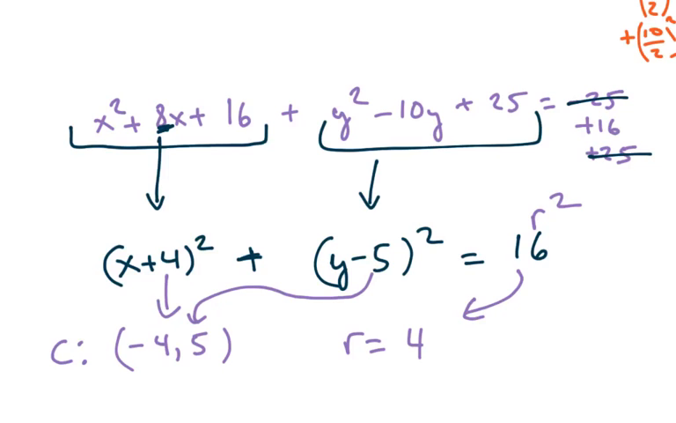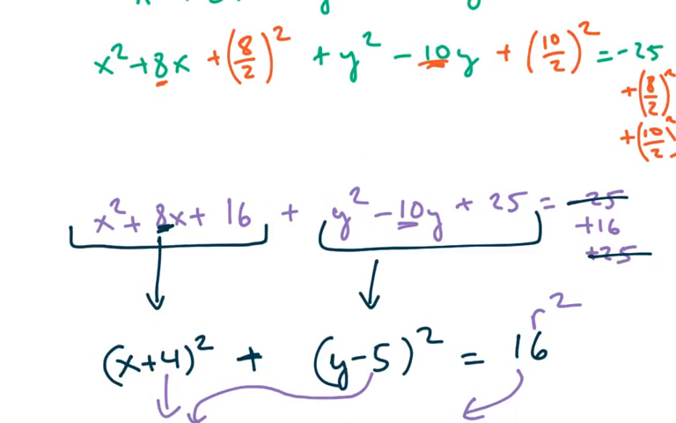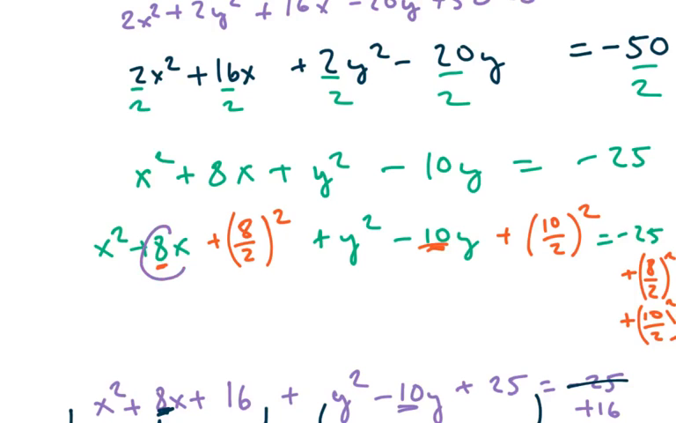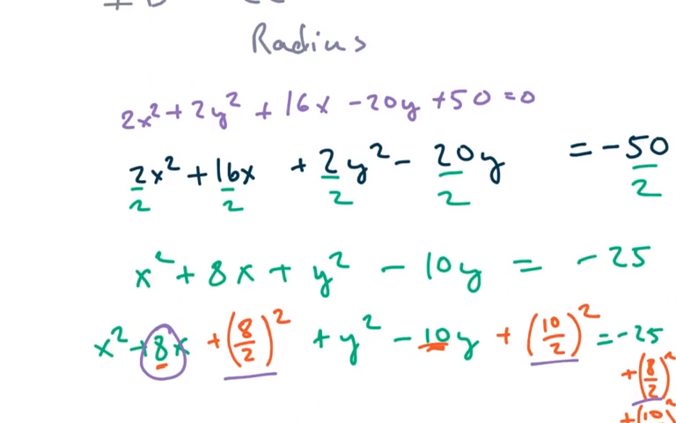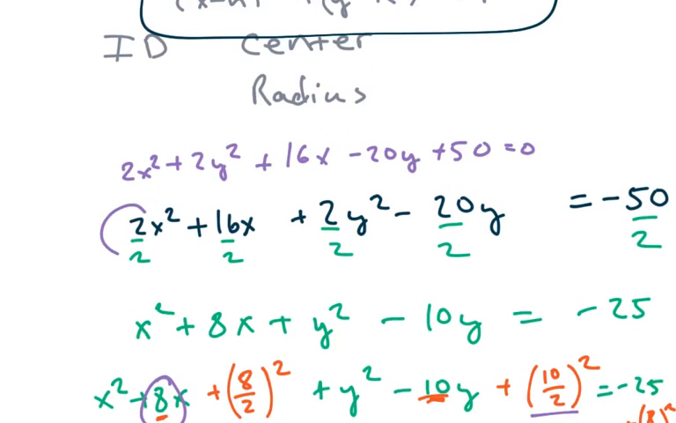So again, just to reiterate, completing the square is you take this value, you divide by 2 and square it. What you do to one side, you have to do to the other. And completing the square only works when the leading coefficient is 1.